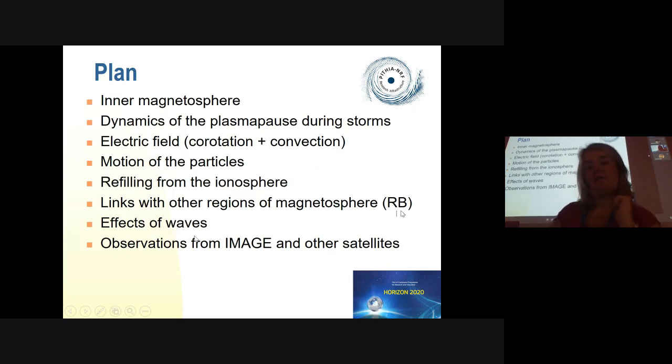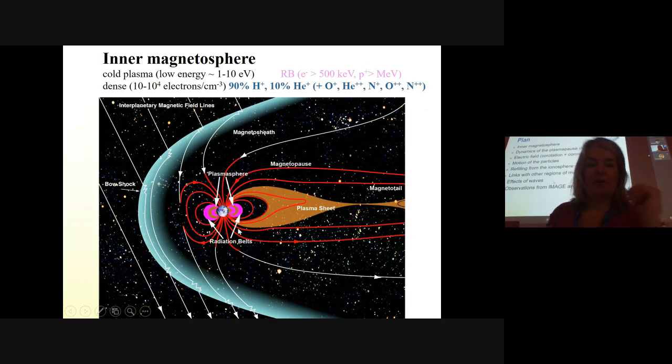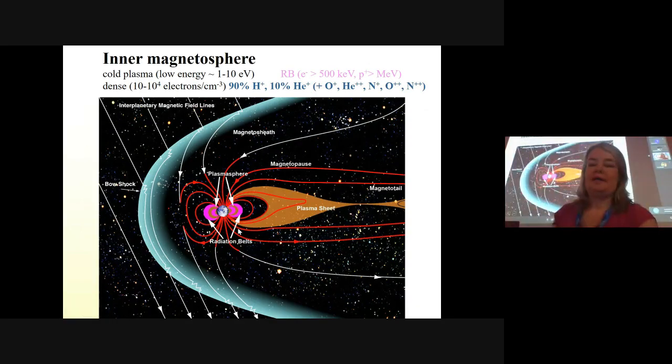And then I will talk about the effects of waves and show some observations from different satellites, and especially images that give very nice views of the plasmasphere. Thus, the plasmasphere is located in the inner magnetosphere, where the magnetic field lines are closed. The magnetosphere of the Earth is just the region where the magnetic field of the Earth is dominant.